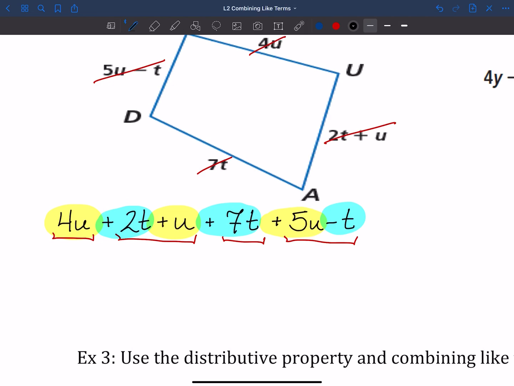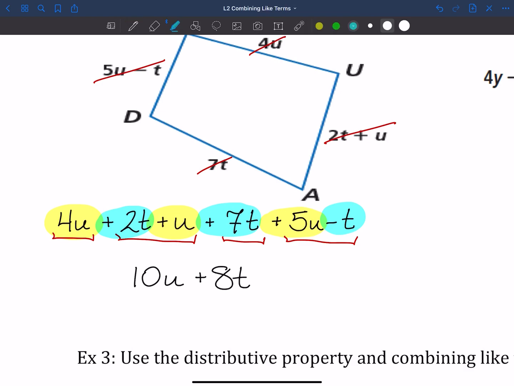I had 4 u's, and then I'm going to add another one on, so I'm up to 5 u's. And then I'm adding those 5 more on at the end. So altogether, I'm going to have 10u. All right? Over here, I've got 2t, and then I'm going to add on another 7 to get 9. So I have 9t, and then I need to subtract that last one, so that'll bring us down to 8t. And it's a positive 8t.